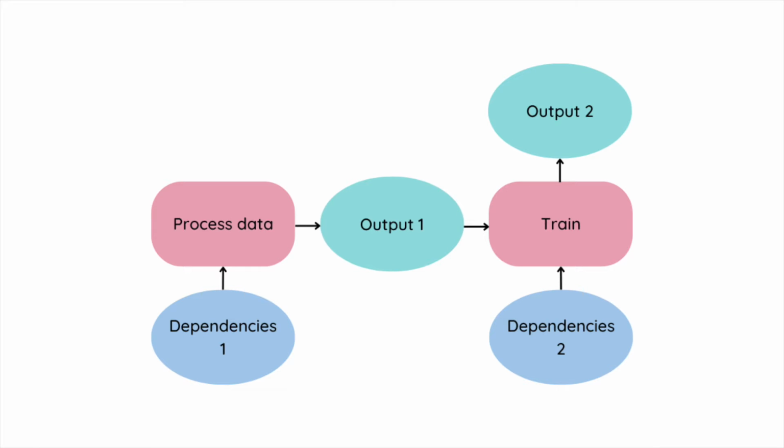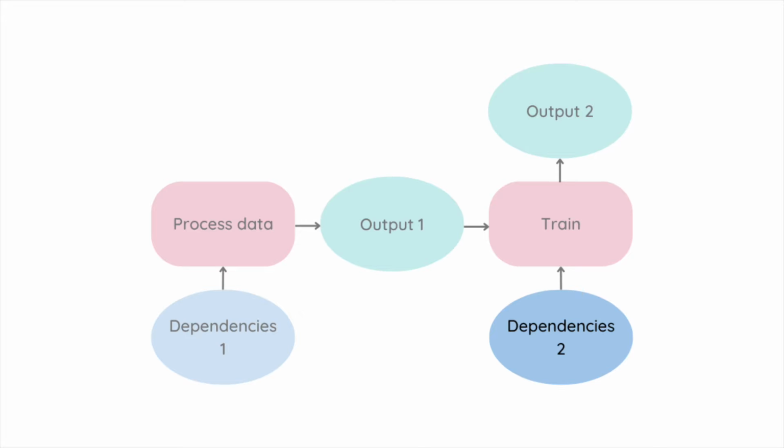Imagine your data pipeline looks similar to this graph. The pink box represents a stage, which is an individual data process. Dependencies are the files that a stage depends on, such as parameters, Python scripts, or input data.